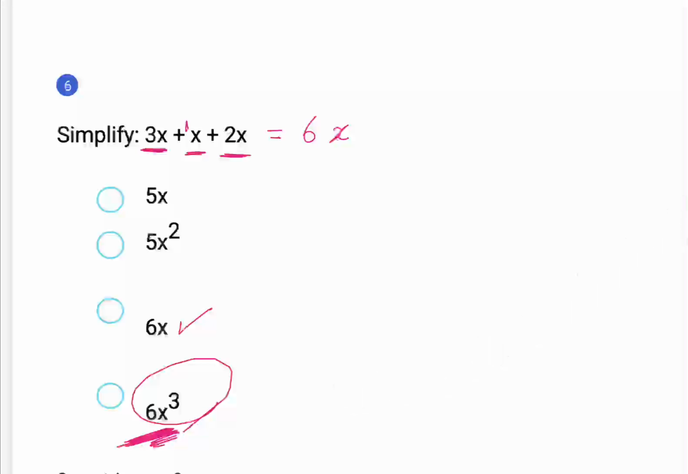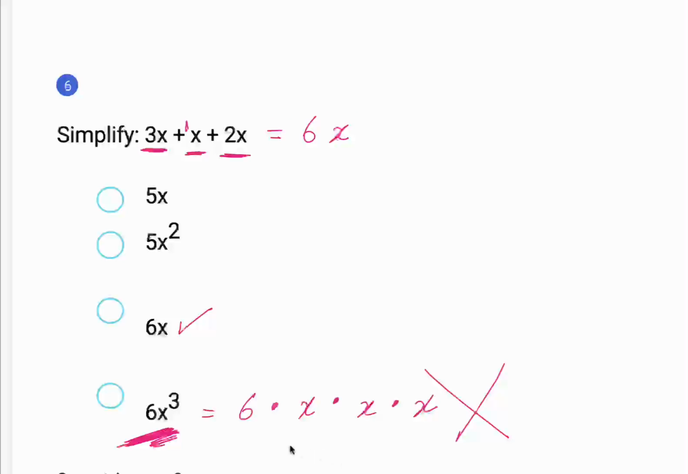Because there is a 3 up. Okay, what is the meaning of the 3 in the exponent? It should be a power. So this means it's 6 multiplied by x, multiplied by x, and of course it's wrong.